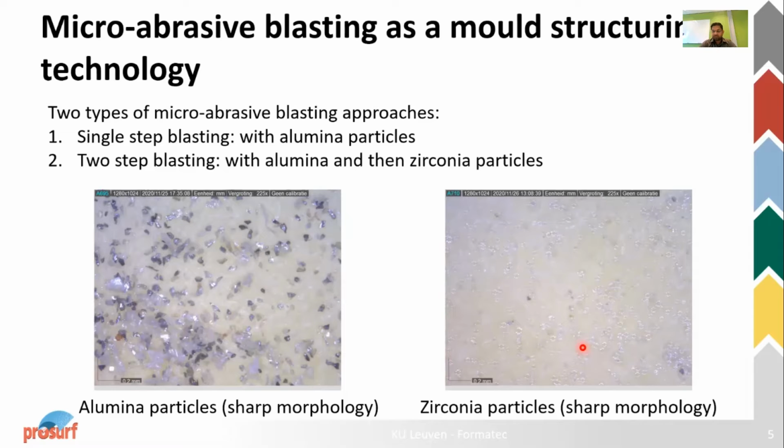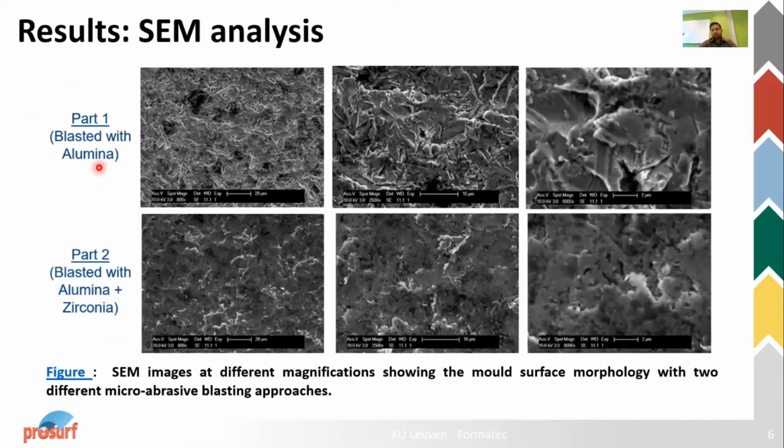The blasting of the mold surfaces was conducted by both of these two approaches, and we can see how the mold surface looks from the SEM images. In part one, it's blasted only with alumina. We can see three different images at three different magnifications. At the bottom is the surface of the mold which has been blasted with the two-step procedure: first blasting with alumina, followed by blasting with zirconia. We can see in the bottom SEM pictures that the peaks were killed, and the sharp peaks were reduced. We will quantify it more from the measurements which we performed in the subsequent slides.